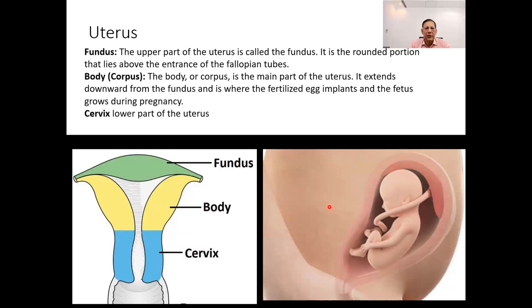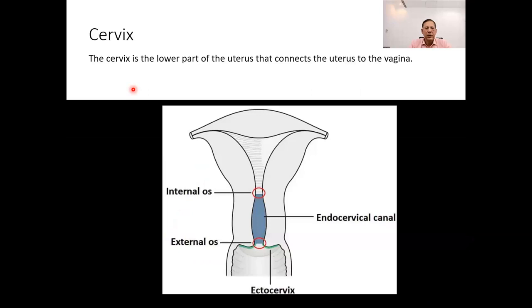The cervix is the lower part of the uterus that connects the body with the vagina. So it also plays a very important role in the female reproductive system. The cervix is the lowermost portion of the uterus. It is cylindrical in shape. It has two main parts, the endocervix and the ectocervix, and it has two openings. The one towards the uterine cavity or endometrial cavity is called the internal os, and the one towards the vagina outside is called the external os.